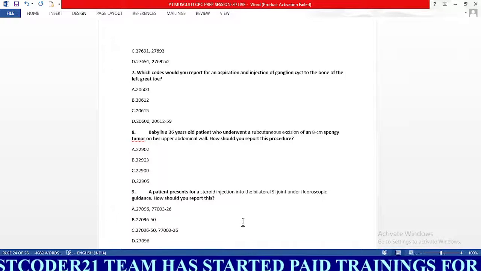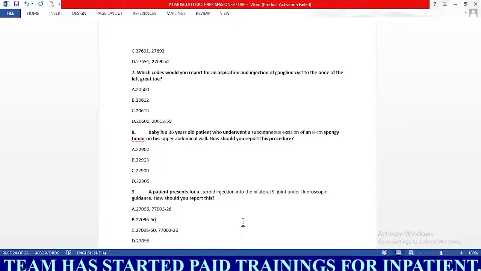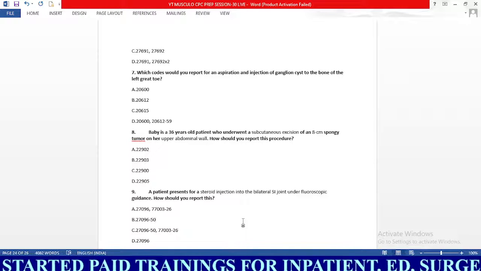What version are you using now? I am using the 2022 version CPT book. So if you have the 2022 version, you can find it.